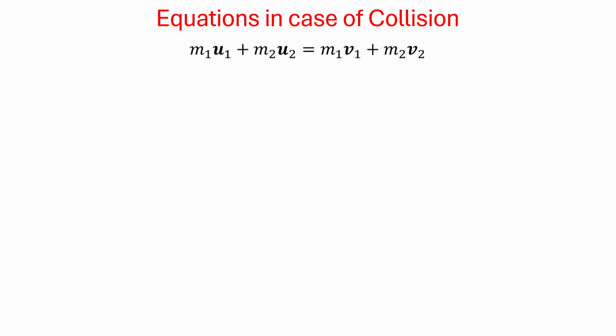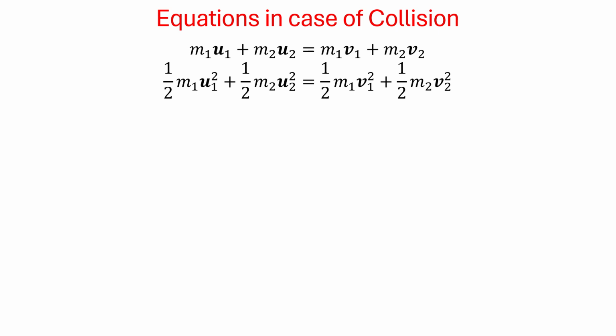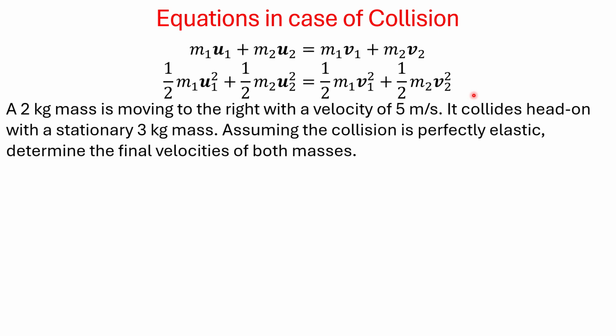In case of elastic collision, the kinetic energy is conserved. So I am bound to find 1 by 2 m1 u1 square plus 1 by 2 m2 u2 square will be the total kinetic energy before collision. That should be equal to total kinetic energy after collision, that is 1 by 2 m1 v1 square plus 1 by 2 m2 v2 square.